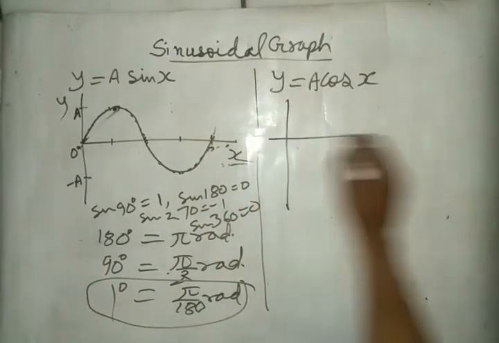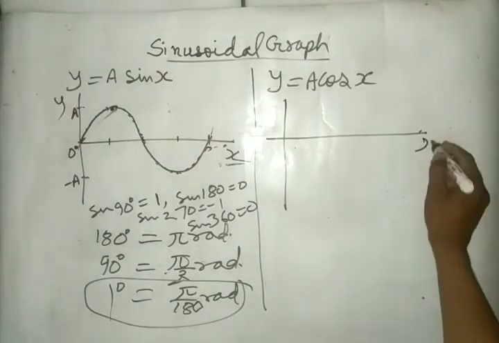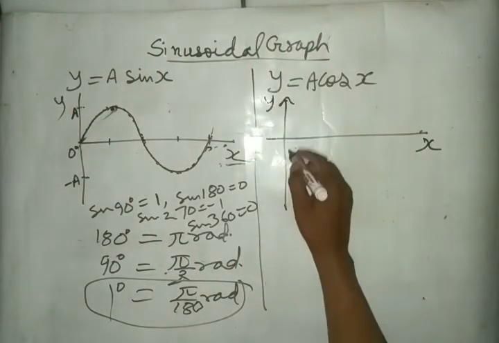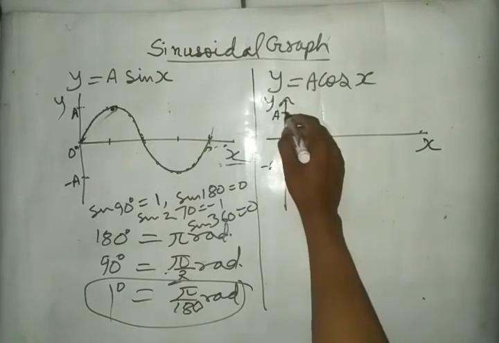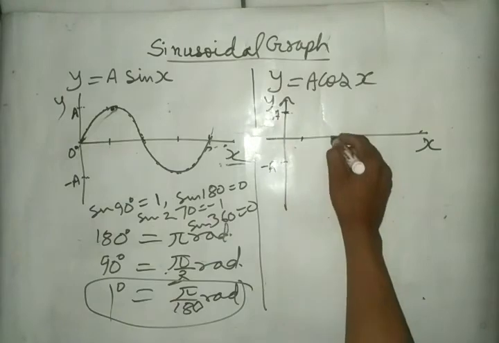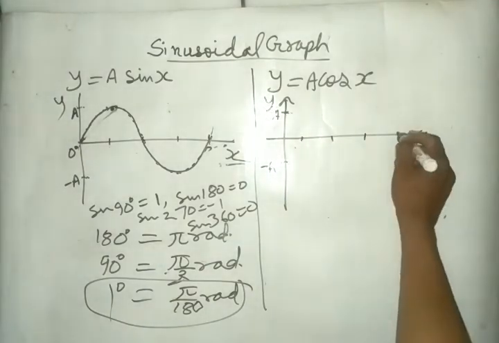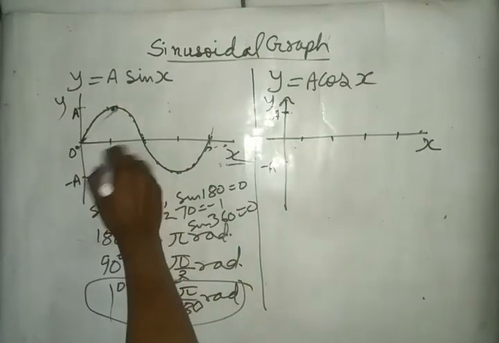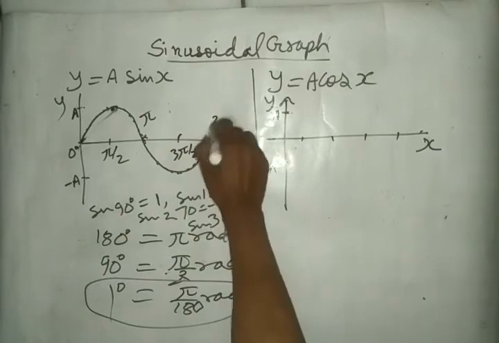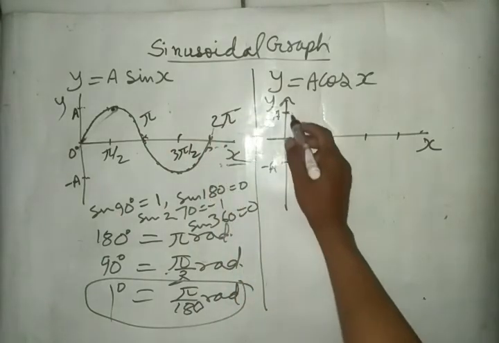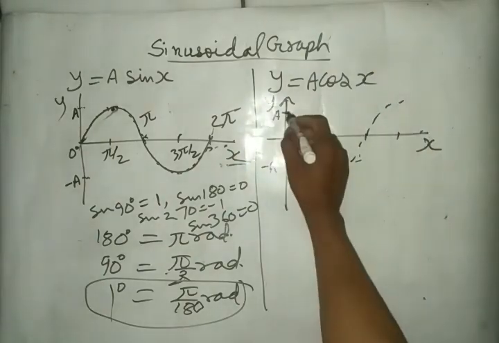For cos, you know that cos 0 is 1. So in this graph things change, like it starts from here. So this is 90, pi by 2, pi, 3 pi by 2, and 2 pi. Here I can mention now pi by 2, pi, 3 pi by 2, and 2 pi. Here also, but I will draw them later on. So it will go like this.